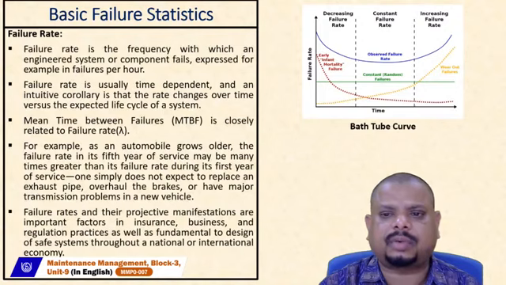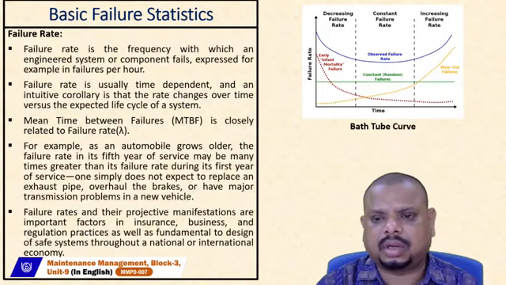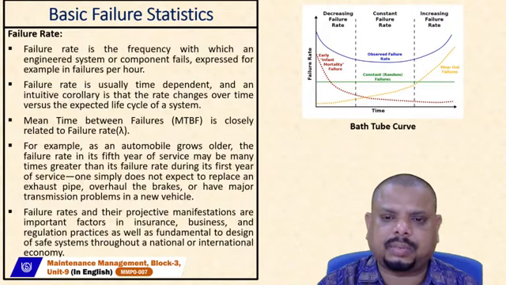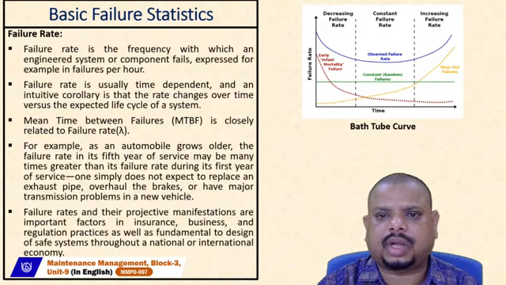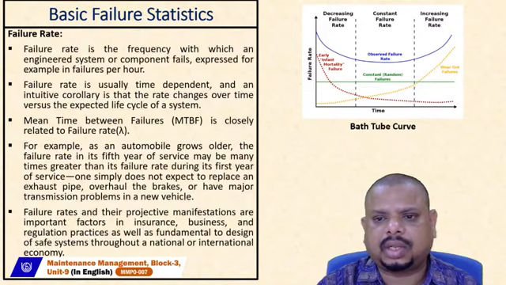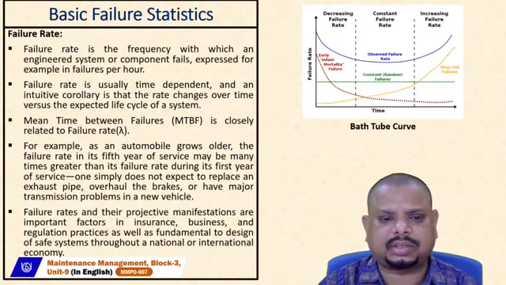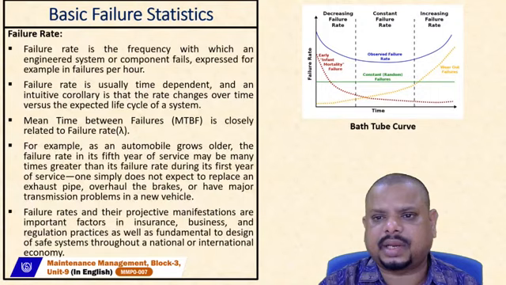So let's understand with the help of the bathtub curve. In the previous session, we discussed a detailed overview of the bathtub curve, which is basically plotted between failure rate versus time. This bathtub curve has three components, known as infant or early failure modes, then constant or random failures, and then wear out failures.